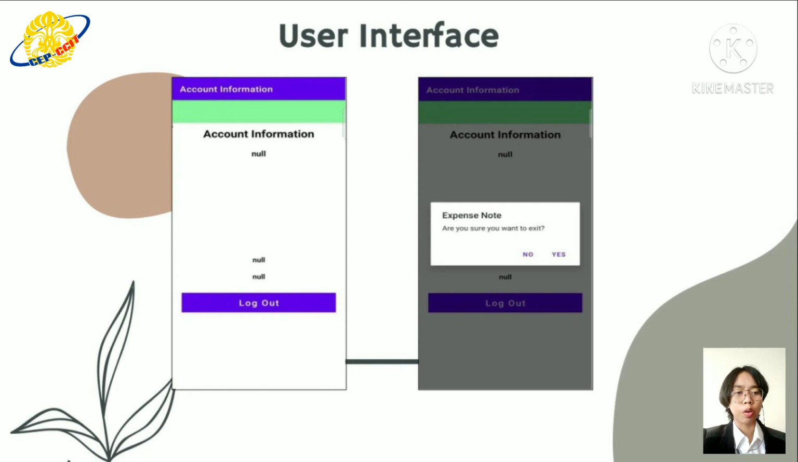The next slide is the user interface of account information. If the user chooses the profile at the top right of the home screen, it will lead to this account information, which contains information about the user. If the user chooses the logout button, there will be a question asking if the user really wants to exit or log out. If the user chooses yes, it will lead back to the login menu.